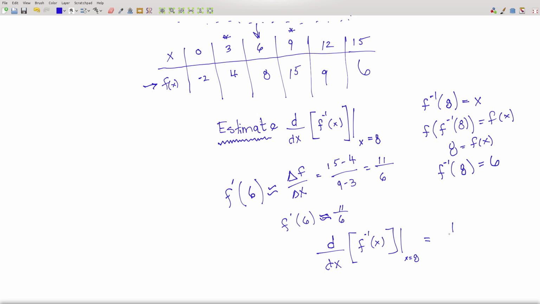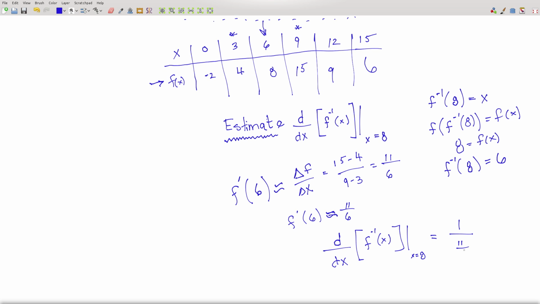Using the formula, we can say this is 1 over the derivative of f evaluated at its inverse. Turns out that's the derivative of f evaluated at 6, which we just found was 11 over 6. And so this is 1 multiplied by the reciprocal. So this is approximately 6 over 11. So there is our answer. I'll just take a moment to point out, since this derivative is positive, it means that we expect that the function is increasing when we're near the point x equals 6.